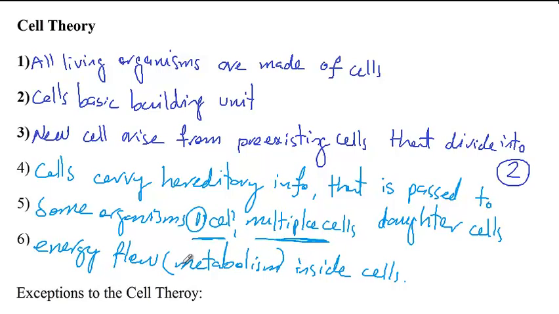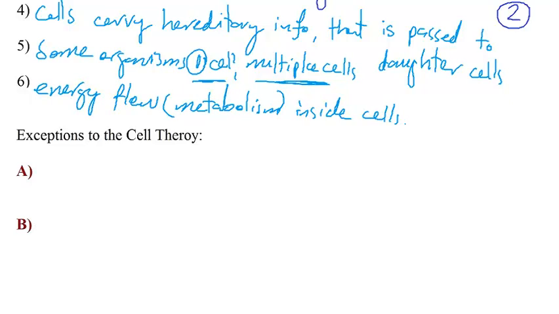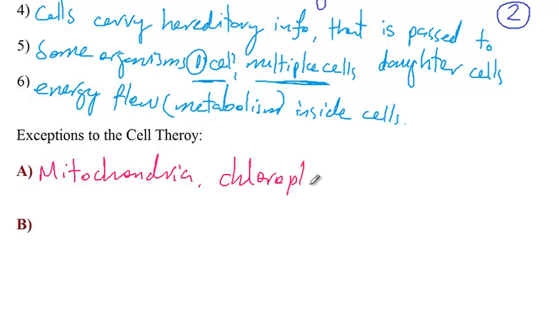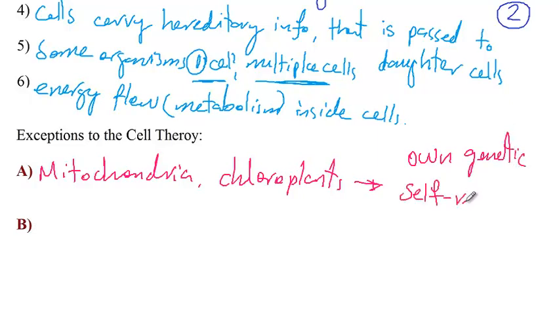Now there are some exceptions to the cell theory, and these include, for instance, mitochondria and chloroplasts, because they are not dependent on cell division, and they have their own genetic material and are self-replicating, independent of the rest of the cell.